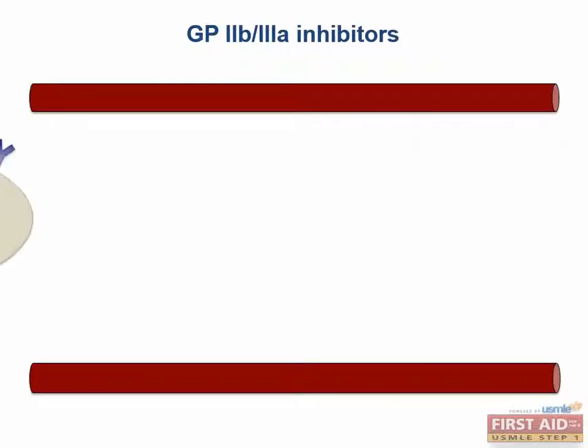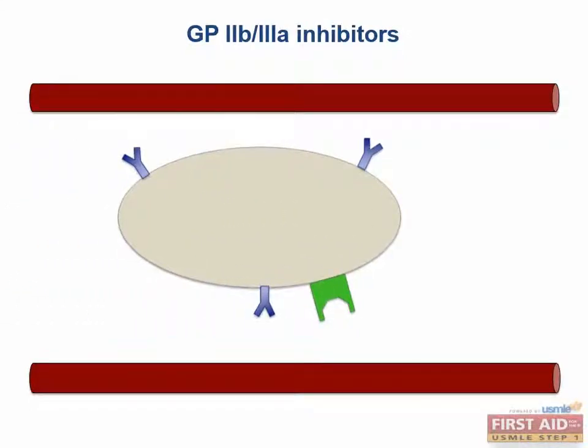So let's talk about the GP2B3A inhibitors. Abciximab, eptifibatide, and tirofiban all bind the GP2B3A receptor on activated platelets, preventing the aggregation after activation. Abciximab in particular is a monoclonal antibody made from Fab fragments. These drugs are used in unstable angina and coronary angioplasty. Side effects include bleeding and thrombocytopenia.